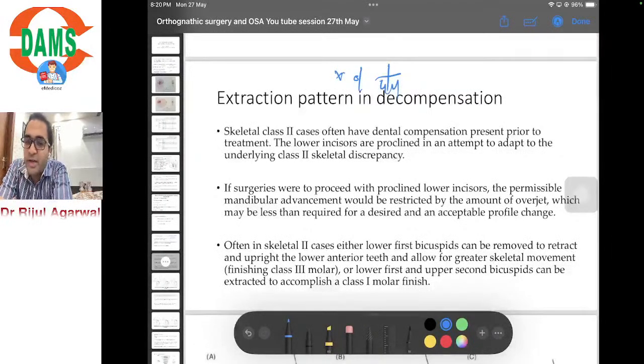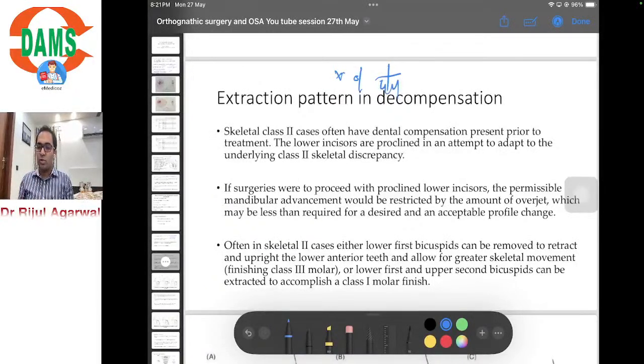So often in skeletal class 2 cases, lower first premolars are removed to retract and upright the lower anterior teeth and allow for greater skeletal movement. I hope it's clear. This is exactly opposite to the compensation extraction pattern which we have discussed in class. Okay, so extraction pattern in decompensation is lower first premolars, so as to reduce the proclination of the lower anteriors. Okay, so what happens is, when we retract the lower incisors, there is an increase in the overjet, and then we are able to carry out the surgery very easily and bring the mandible forward.